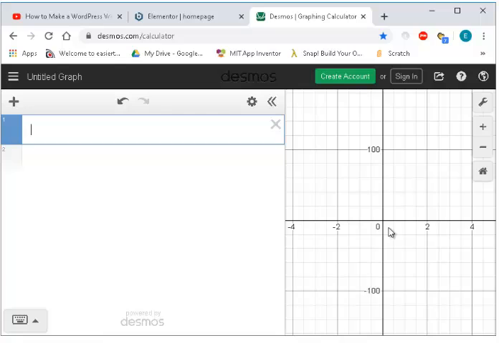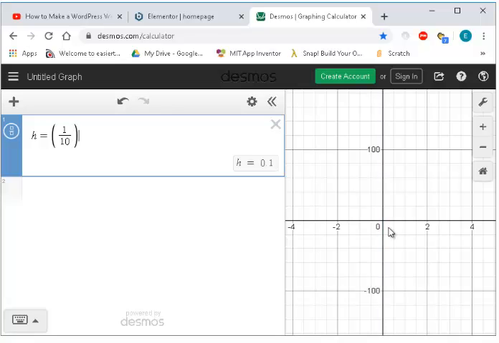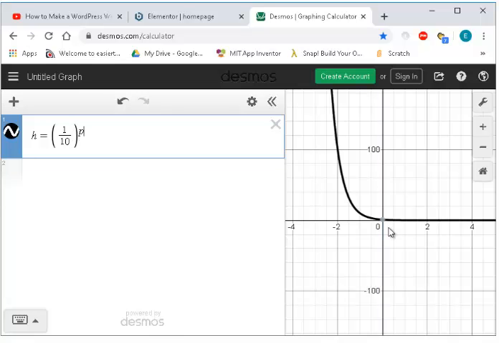So again, we're going to type the equation. H is equal to 1/10 exponent P. This shows the graph of the relationship between hydrogen ion and pH. You can see that, first of all, P is on the x-axis and H is on the y-axis. You can see that hydrogen levels decrease as the pH increases.